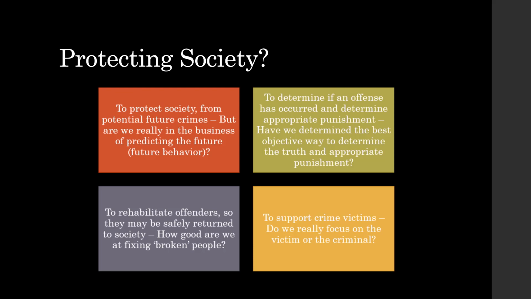Now, it may. I'm not saying it isn't. But do we really want to structure a system to predict the future? To determine an offense has been committed. This is the court's role. Well, how do we do that? How do we reach that objective truth that we all can agree upon to determine what's true? And then how do we decide what the appropriate punishment is?